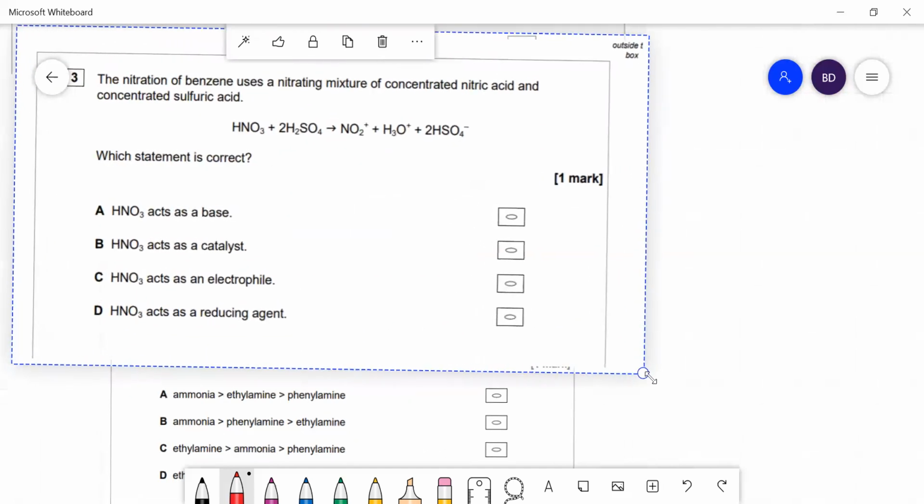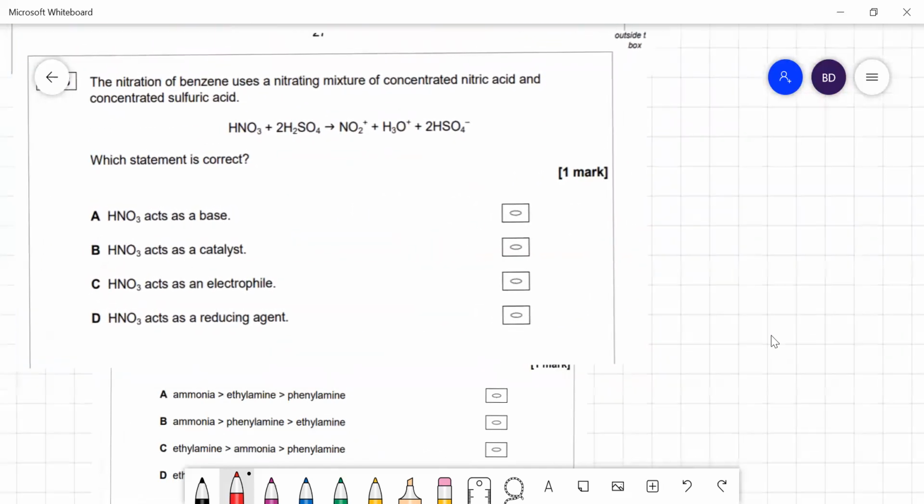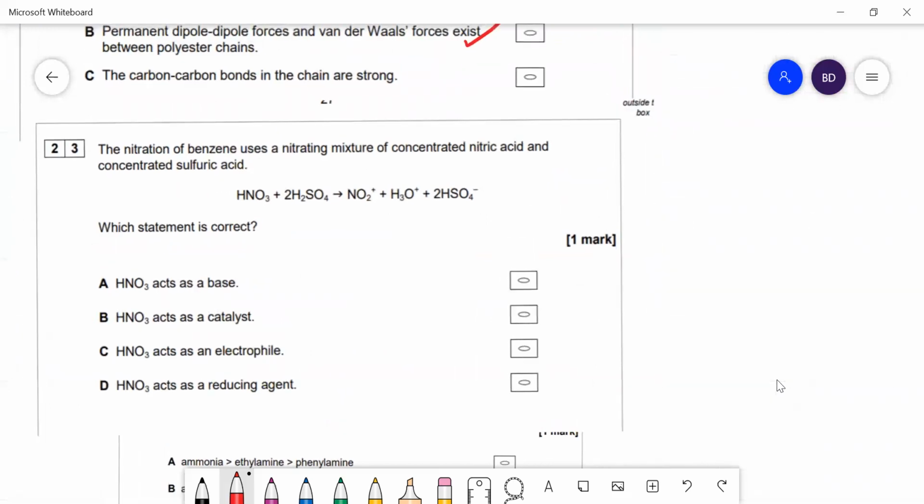Right, we've got nitration of benzene, a mixture of concentrated nitric and sulfuric acid. Which statement is correct? You can see here what's happening. The nitric acid picks up a proton to form H2NO3+, which then falls apart into the NO2+. So the nitric acid is acting as a base.